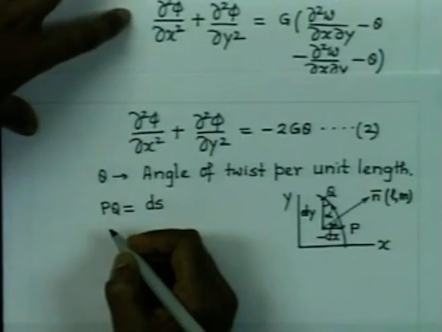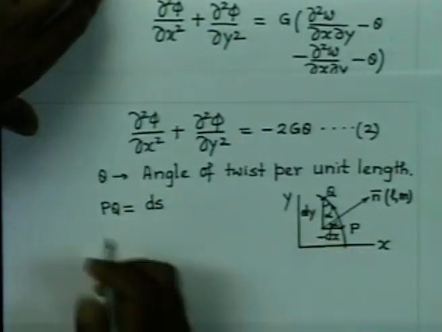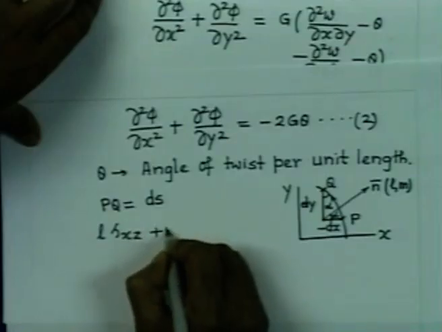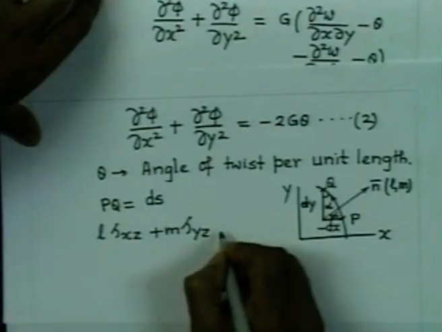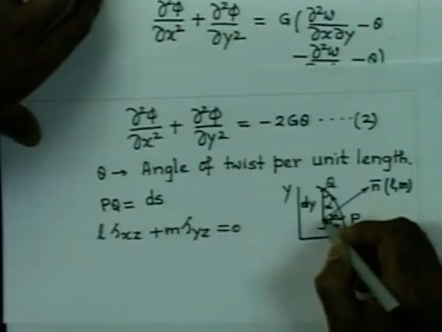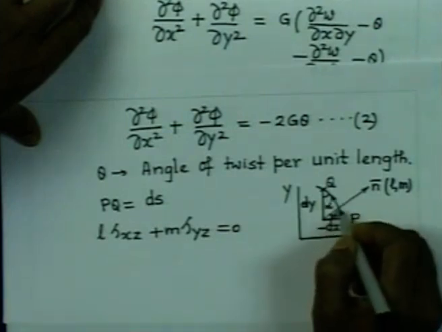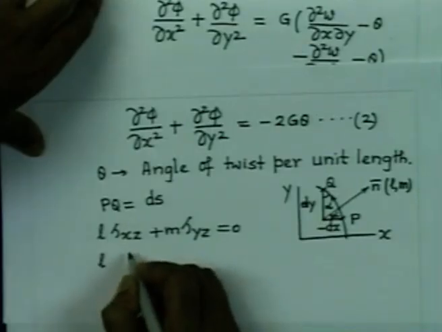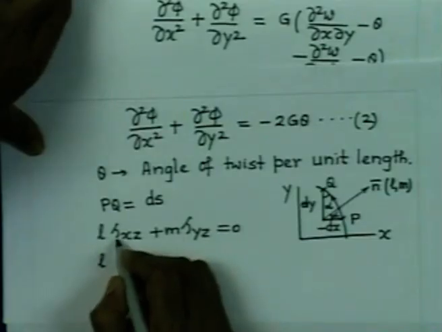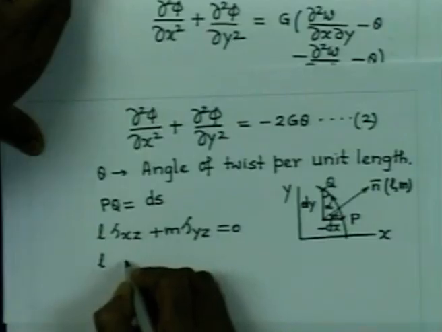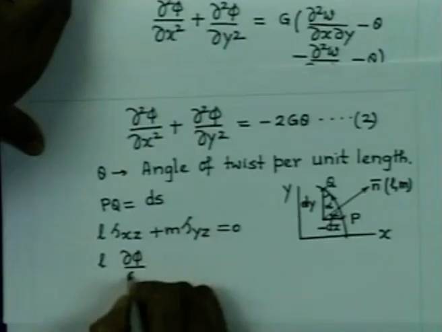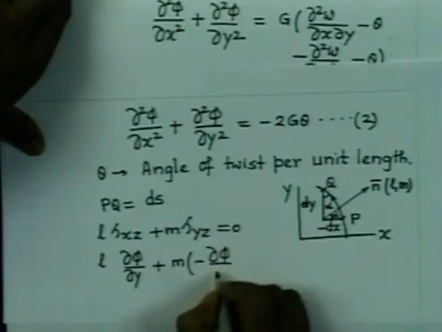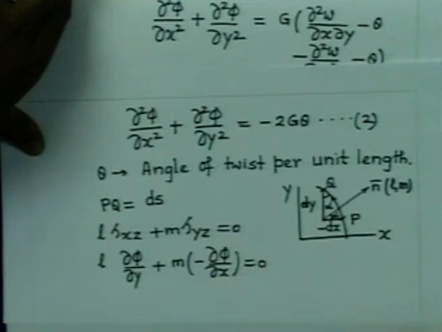We have already noticed that for a segment of the boundary like PQ, what we have is that L tau xz plus m tau yz equal to 0. The shear stress in the radial direction is 0, that stress cannot act perpendicular to the boundary. And now if we substitute the value for tau xz, which is nothing but delta phi delta y, and this is m, this is nothing but minus delta phi delta x, equal to 0.